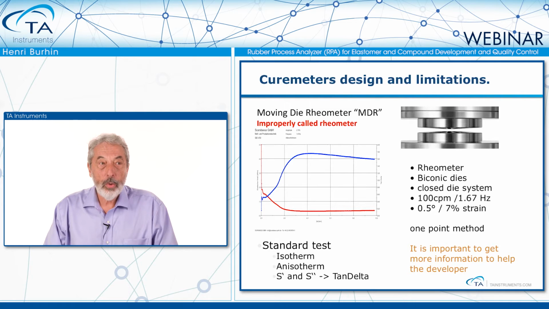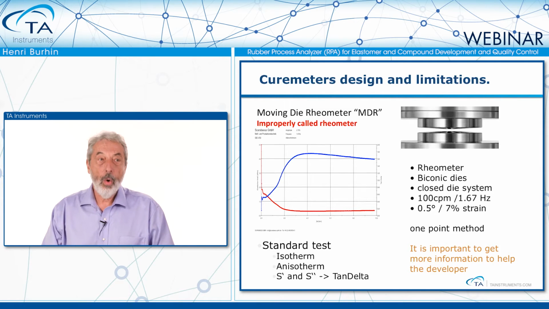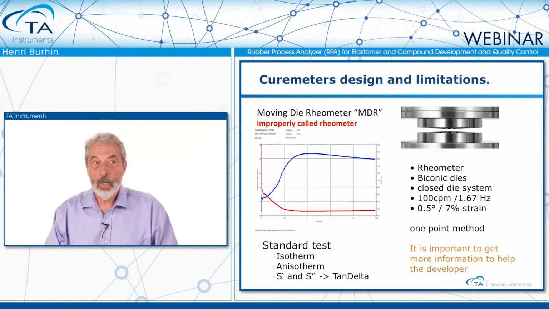The second most important instrument which is used is the Q-meter, or moving die rheometer, MDR. Now, that instrument is improperly called a rheometer. We should normally use the term Q-meter rather than rheometer, and we will see in following slides why we shouldn't do that. But again, in this case, the oscillation of the bottom die, which had replaced the oscillation of the rotor, is done at a constant speed of 100 CPM or 1.6 Hertz. Again, this is 1 point.